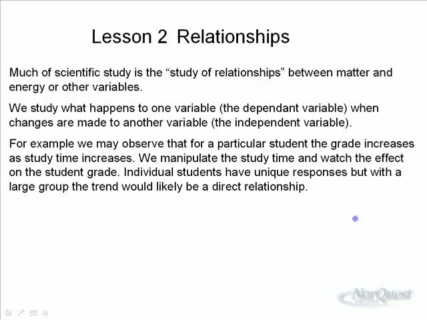Much of scientific study is the study of relationships between matter and energy or other variables. We study what happens to one variable, that is the dependent variable, or sometimes called the manipulated variable, when changes are made to another variable. That's called the independent, or sometimes referred to as the responding variable.